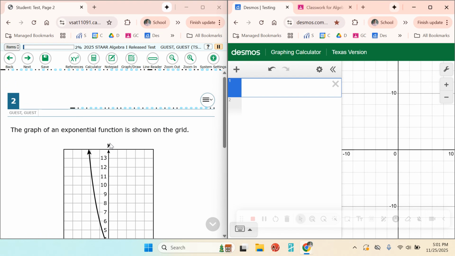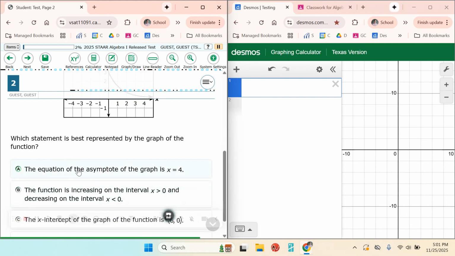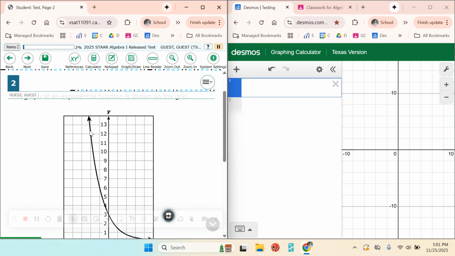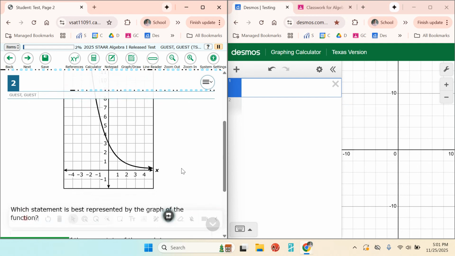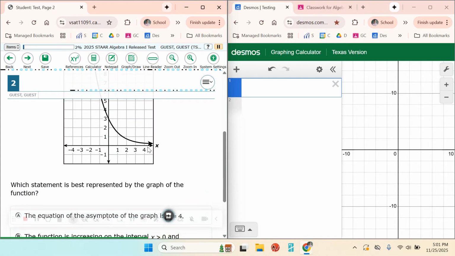But if you read through this, all it's asking is, which of these is true? The asymptote of the graph is equal to x equals 4. I don't know what that means, so I'm going to try and look at the next thing. The function is increasing and then decreasing. Well, if I look at this, it's just decreasing all the way down, so I know that's not true. The x-intercept of the function is 8. Well, I don't even see an 8 on the x-axis, so I can't even find that.